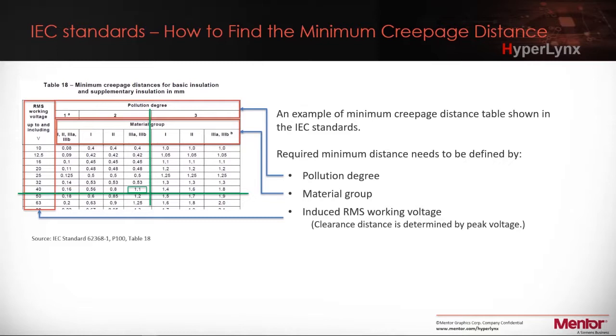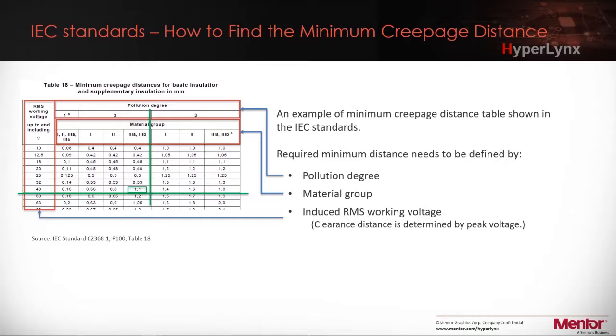To find the minimum creepage distance, we need to know the board material and in which condition the board is being used. So first, we need to select the pollution degree. The pollution degree is the environment, like in a clean room. So that's pollution degree 1. Pollution degree 2 is the environment of an office. Pollution degree 3 is selected when the equipment is in an industrial area.